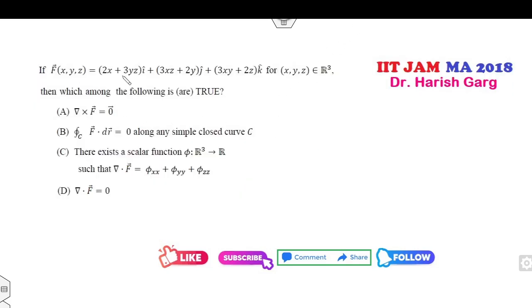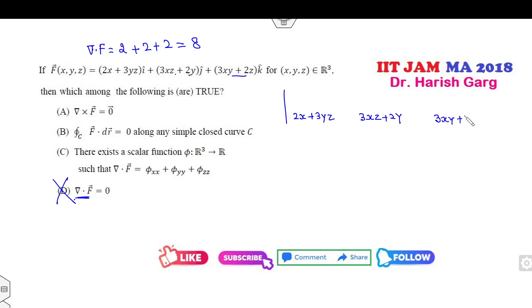Okay, look at another one. F is given to be this. Curl is 0, f scalar vector. Firstly, you can find the divergence. What is the divergence? Partial with respect to y, with respect to z, 2, which is my 8, non-zero. Fine. You can find the curl. Definitely, the curl is 2x plus 3yz, 3xz plus 2y, and 3xy plus 2z. Can you find the partial derivatives quickly? So this is 3x minus 3x, 0 i cap. With respect to x, 3y minus 3y, 0 j cap. 3z, 3z, 0 k cap. That is my 0. So curl is 0.